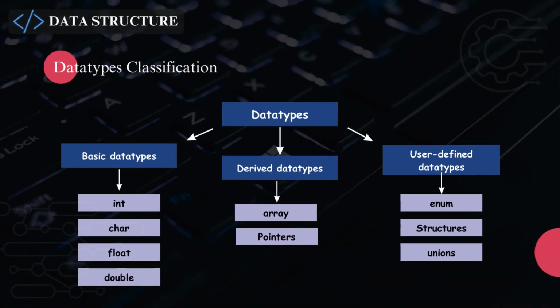So data classifications. We have three types of classification here: the basic data types, derived data types, and user defined data types. In the basic data types, we have int, char, float, and double. In derived data types, we have arrays and pointers, and in user defined data types, we have enum, structures, and unions. We'll look into the next slide.